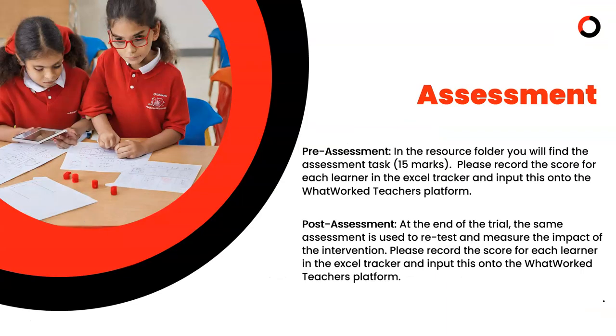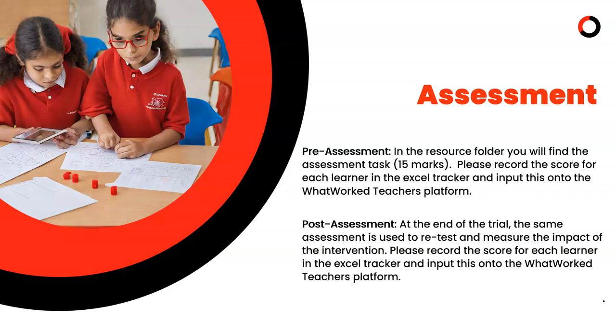So moving on to the assessment. Pre-assessment task is in the resource folder. You'll find the task which is 15 marks. Please record the score for each learner in the Excel tracker and input this onto the What Worked Teachers platform. And at the end of the intervention, use this as a post-assessment for the trial, and it's the same as the pre to retest and measure the impact of the intervention.